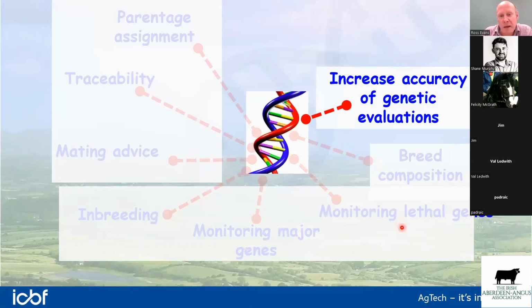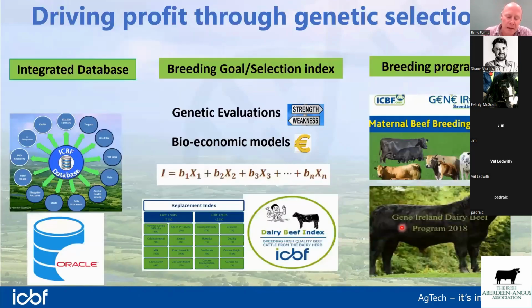So the next area we're going to cover was the use of genomics to increase the accuracy of genetic evaluations. Okay, and some of this probably was covered by Siobhan, but it's no harm to reinforce it. We talk about a number of key pillars that are needed to drive genetic selection. Specifically in this case, it's driving profit through genetic selection. So the first one then is the ability to have an integrated database recording all the information that's available in the industry. The second one then is having an agreed breeding goal and a subsequent selection index that will help you achieve that breeding goal on the back of that.